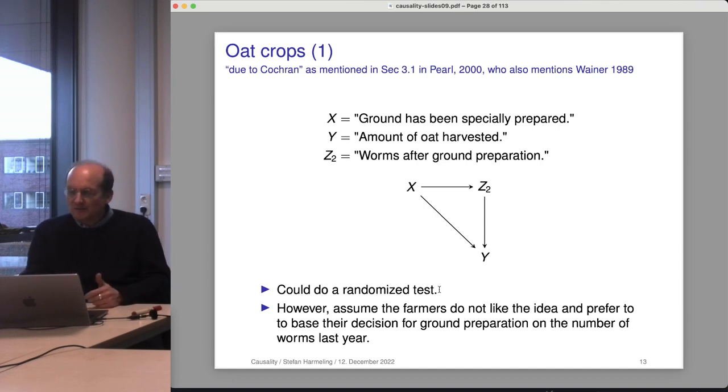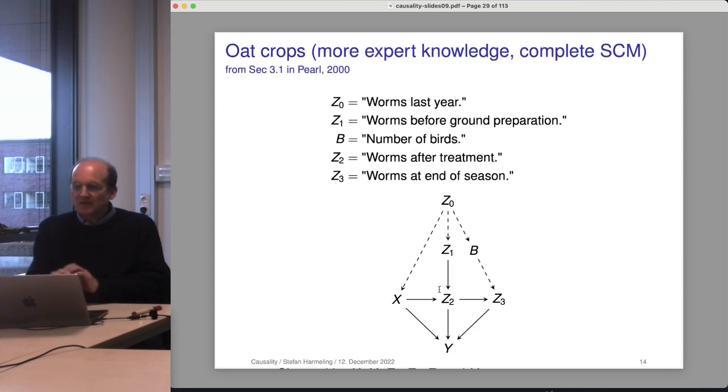However, there are more variables we can observe. And so here are more variables we observe. So down here are the variables that we've just seen. So this is whether we did a treatment or not.